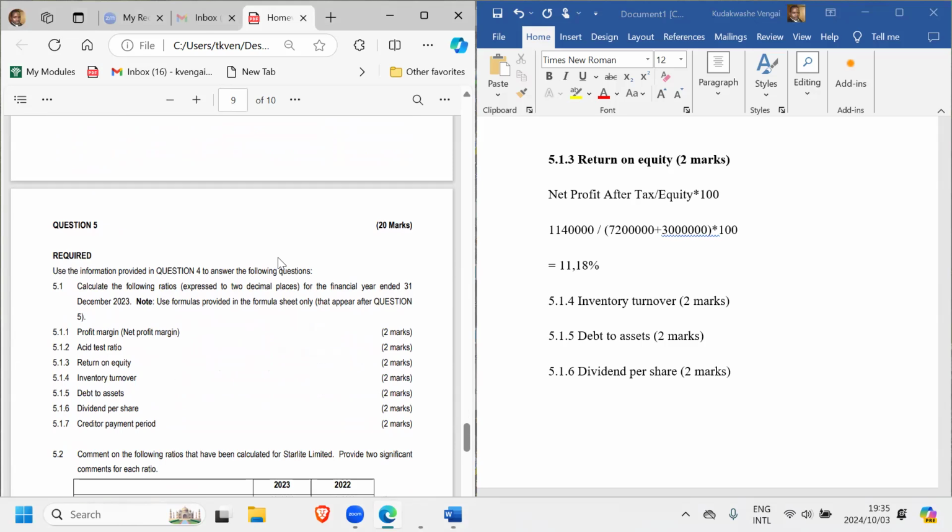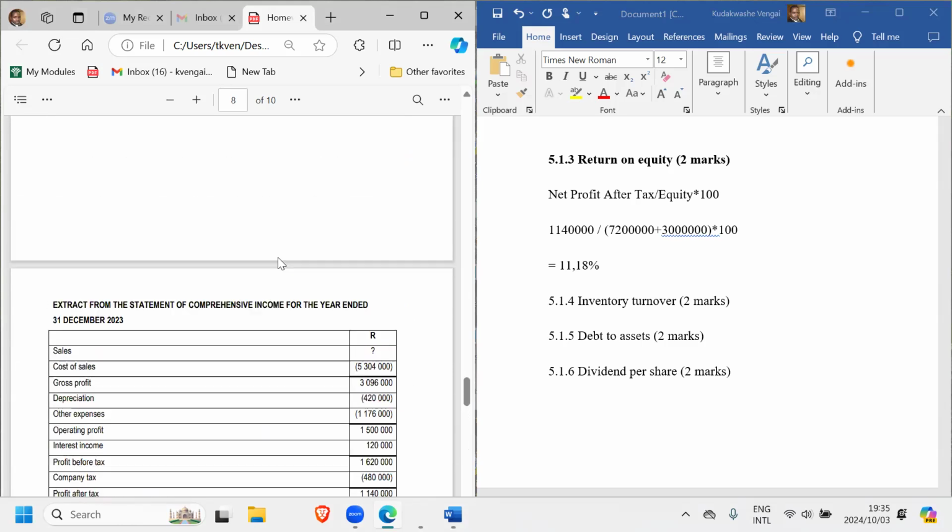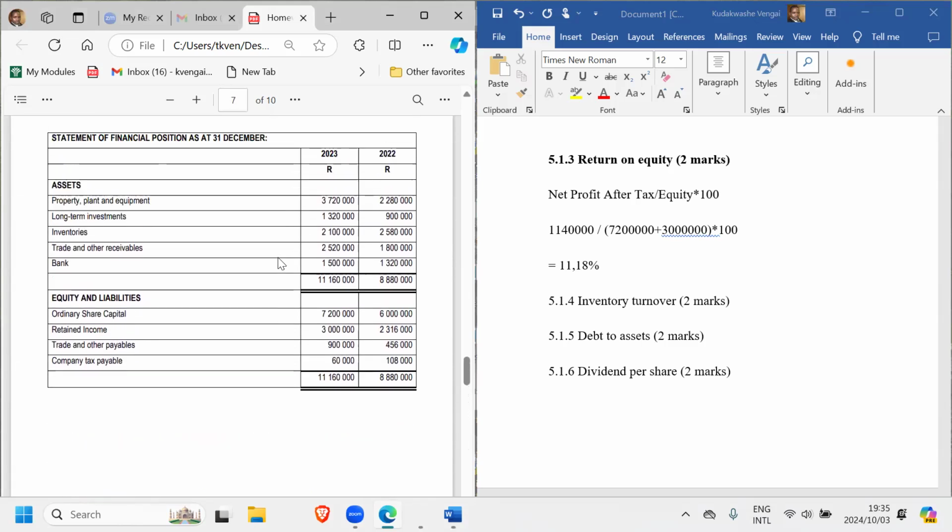So he asks you to interpret the return on equity ratio. How can you do that? Like I said, remember, he gave you data for 2023 and 2022. You can calculate the one for 2022 and compare between the two years. Or alternatively, if there is a benchmark that your lecturer has highlighted, that the benchmark return on equity ratio in the industry is 25%, then you can say this company is worse off because it's below the benchmark ratio.